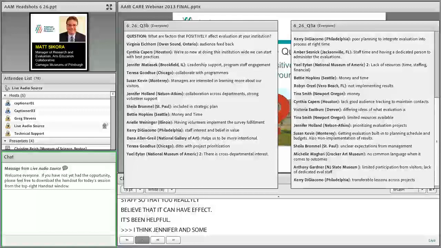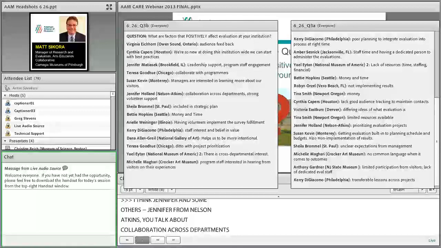I think Jennifer and some others, Jennifer from Nelson Atkins, you talk about collaboration across departments as being very positive, and that has certainly rung true here at the Eiteljorg.